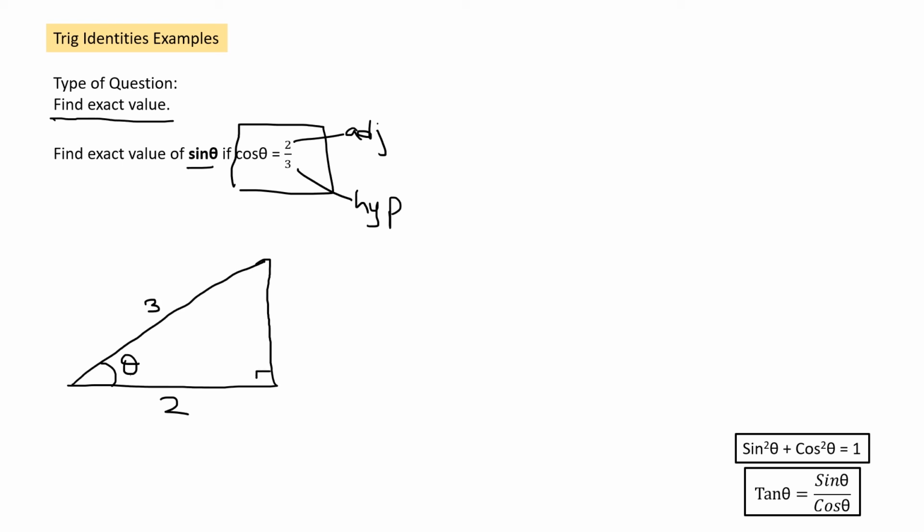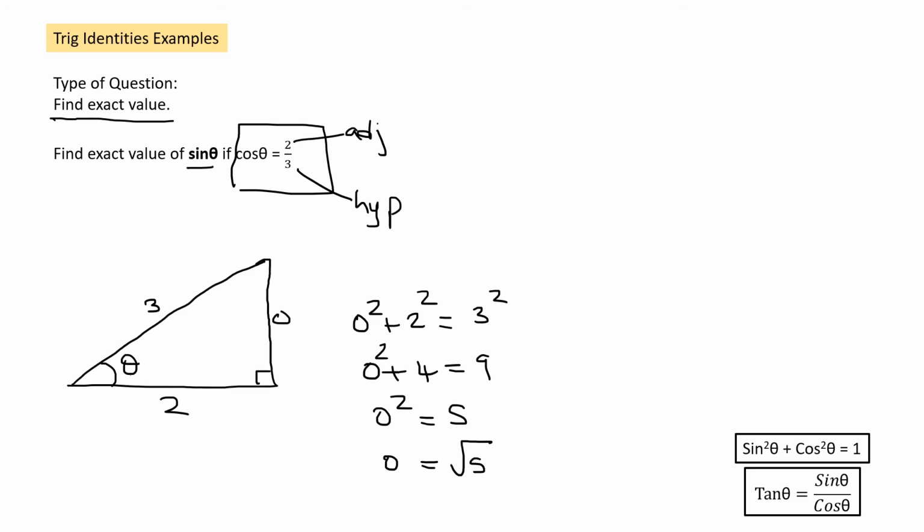This is a right angle triangle, so we can use the Pythagoras theorem. This is the opposite, and Pythagoras theorem says opposite square plus adjacent square must be equal to hypotenuse square. So opposite square plus 4 equals 9. Opposite square is 5, so opposite is square root of 5. Now we have a right angle triangle with all the sides known. So sin theta is opposite over hypotenuse. Opposite is root 5, hypotenuse is 3. That is the answer for the question.